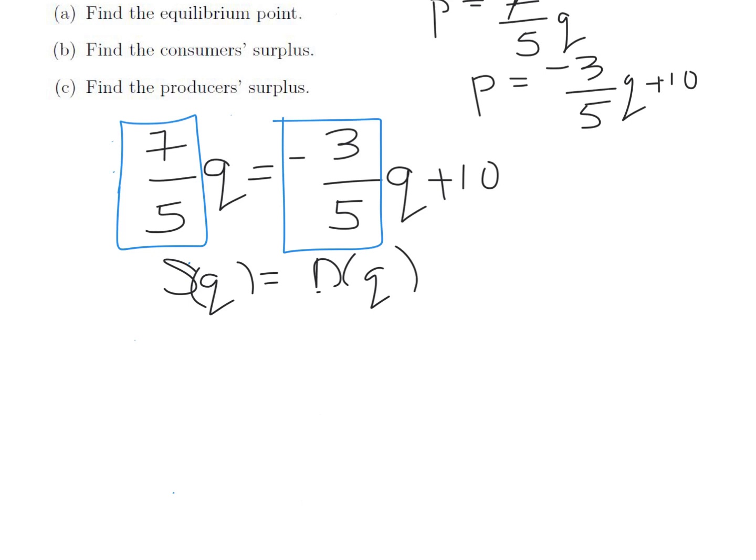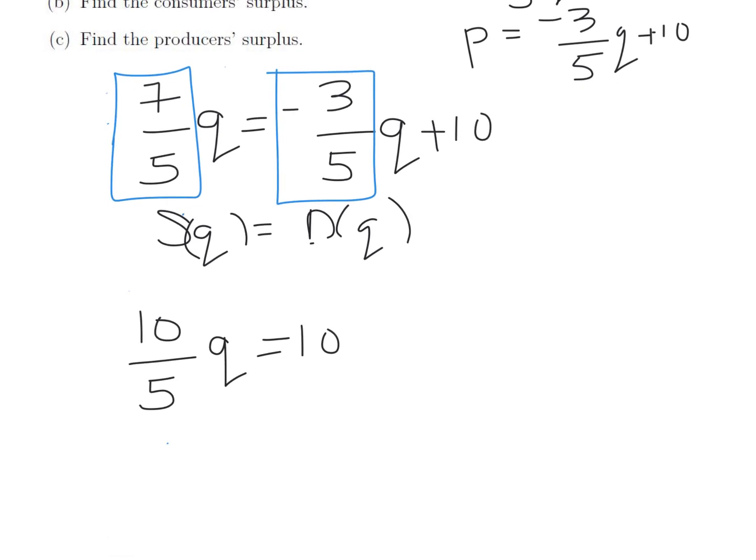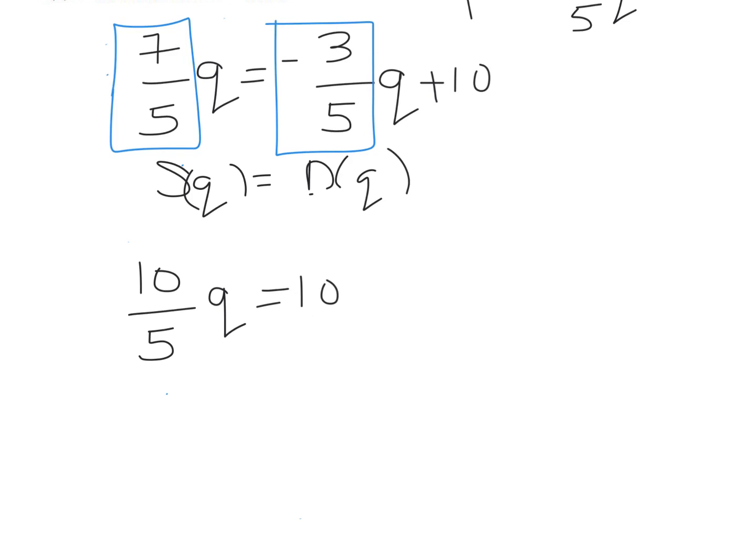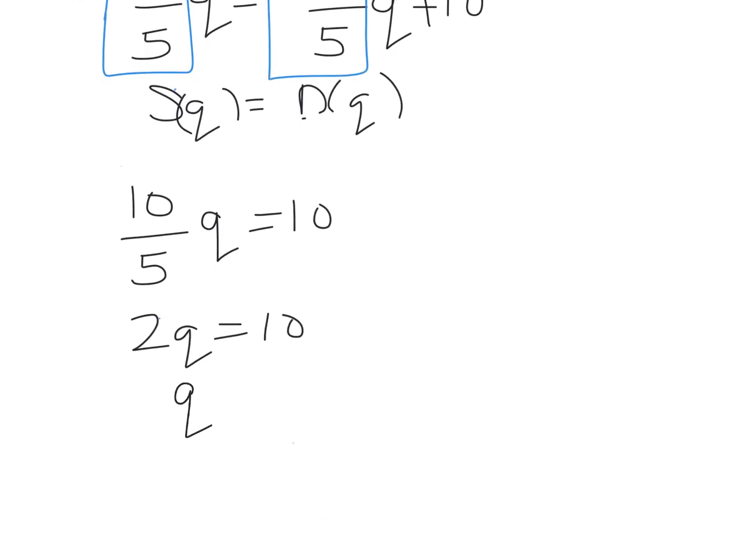So I have 10/5 plus 3/5. 10/5 Q is equal to 10. Yeah? So 10 divided by 5, 2Q is equal to 10. Q equals 5, yeah?